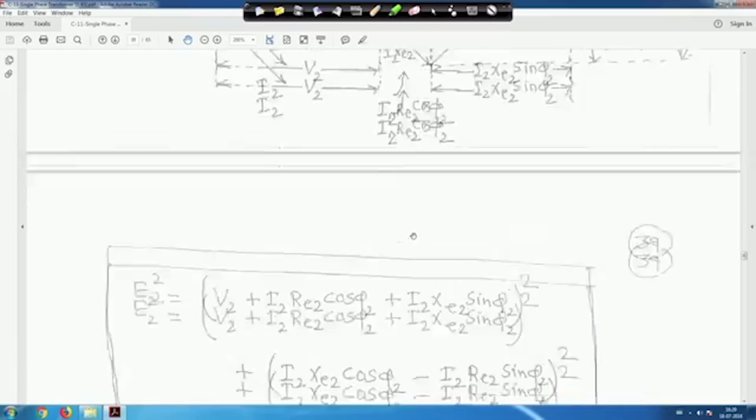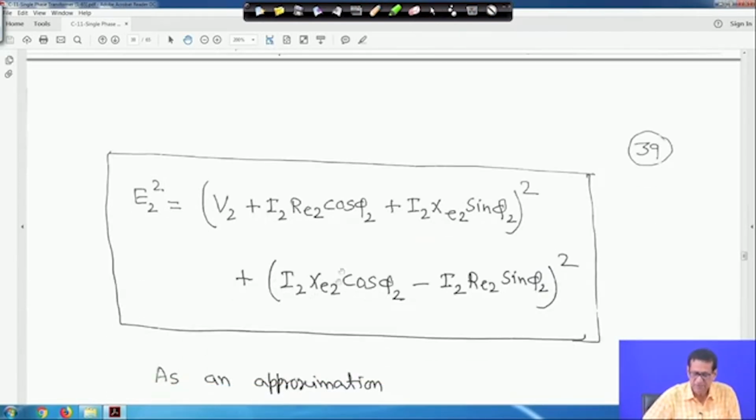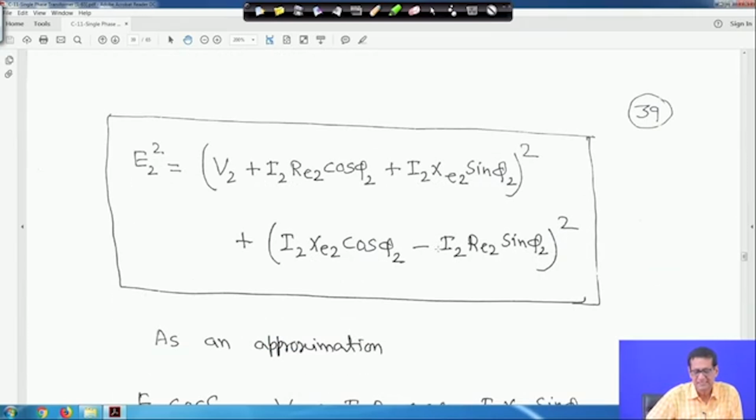So, if you consider this triangle, with this portion and this portion, E2 square will be (V2 plus I2 Re2 cos phi 2 plus I2 Xe2 sin phi 2) whole square, plus (I2 Xe2 cos phi 2 minus I2 Re2 sin phi 2) square. This is E2 square, from which we will get E2.